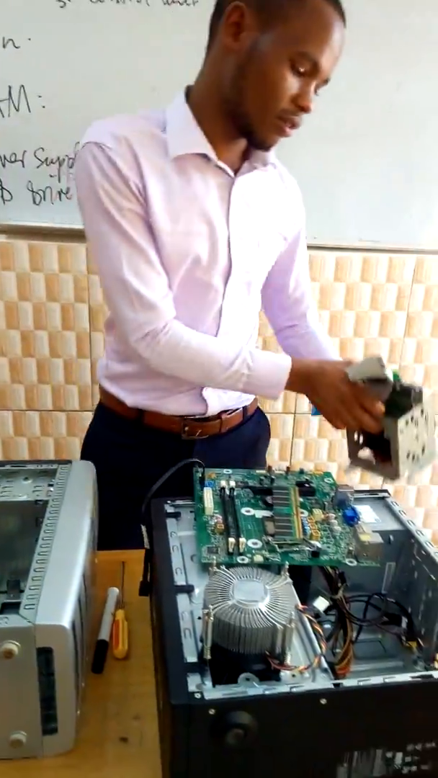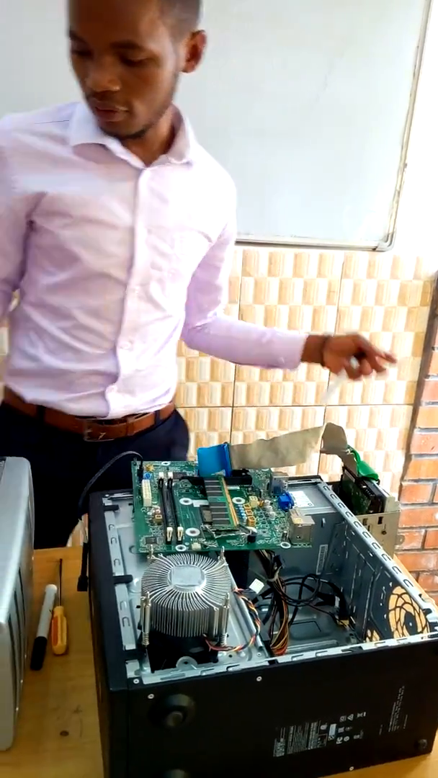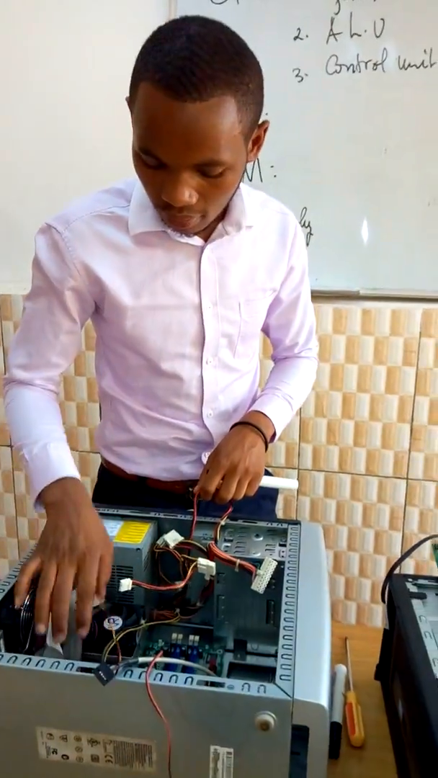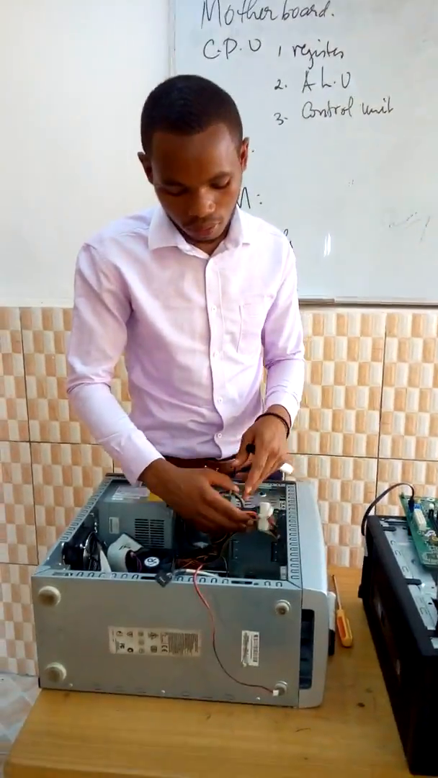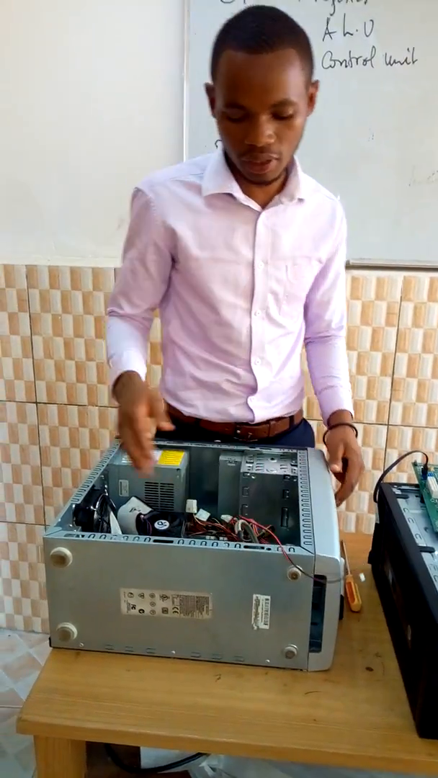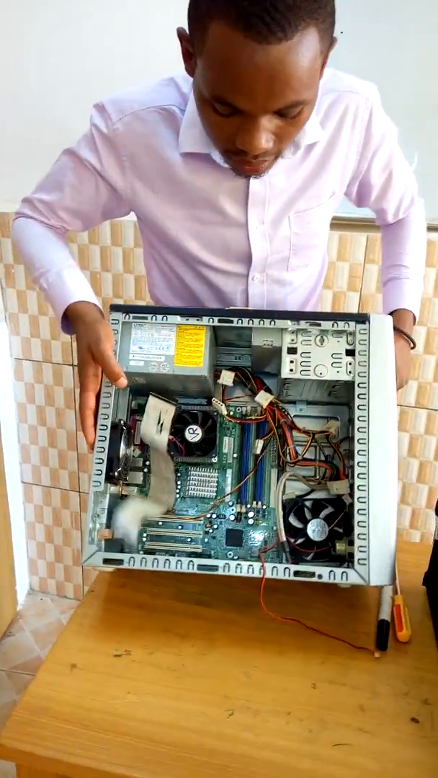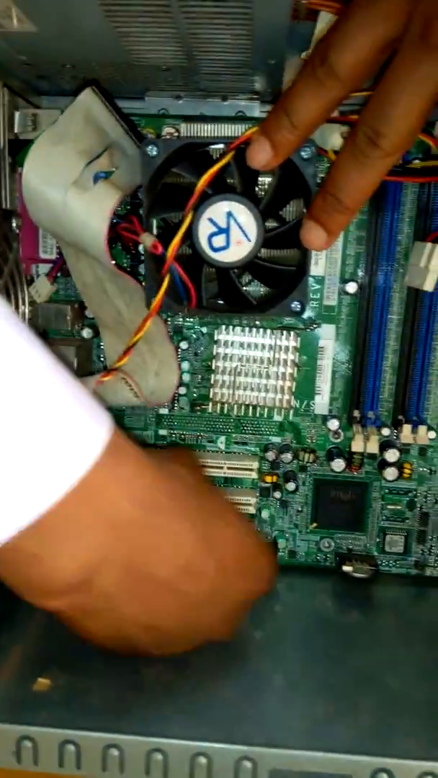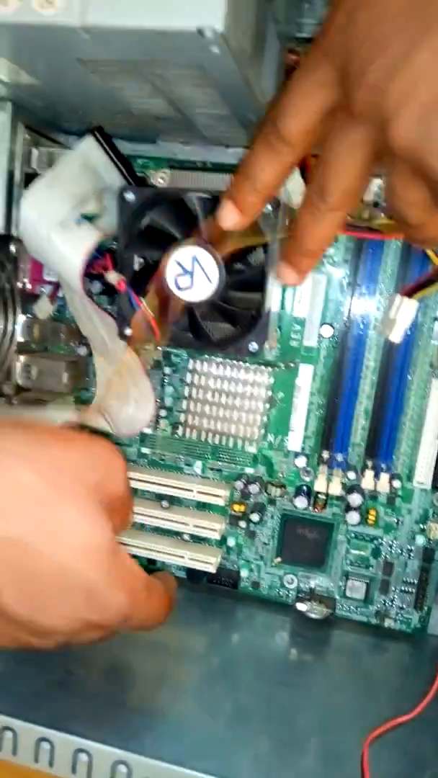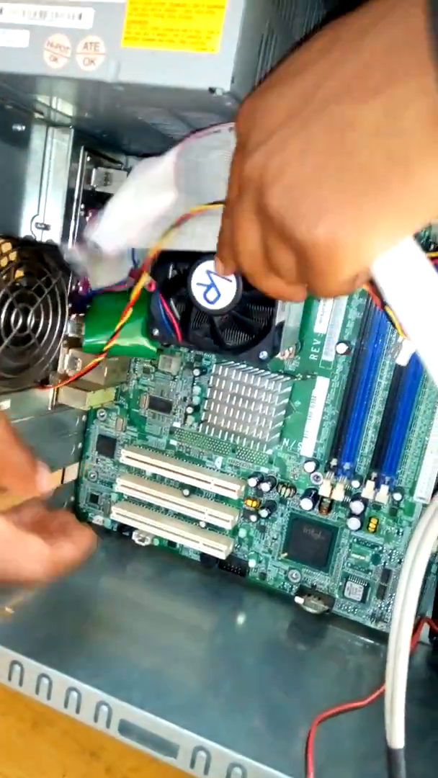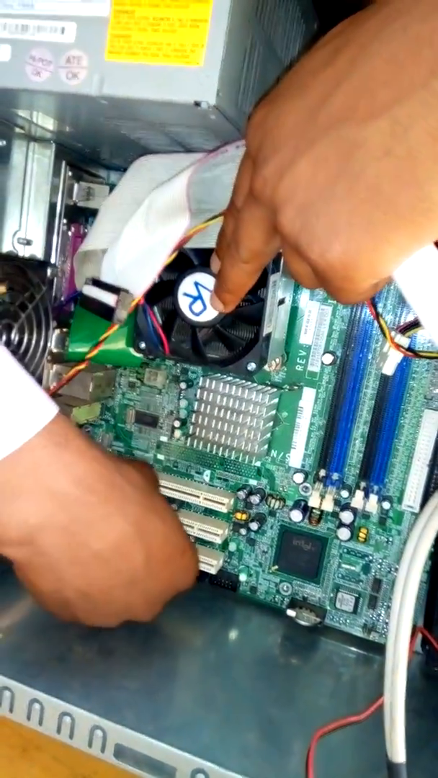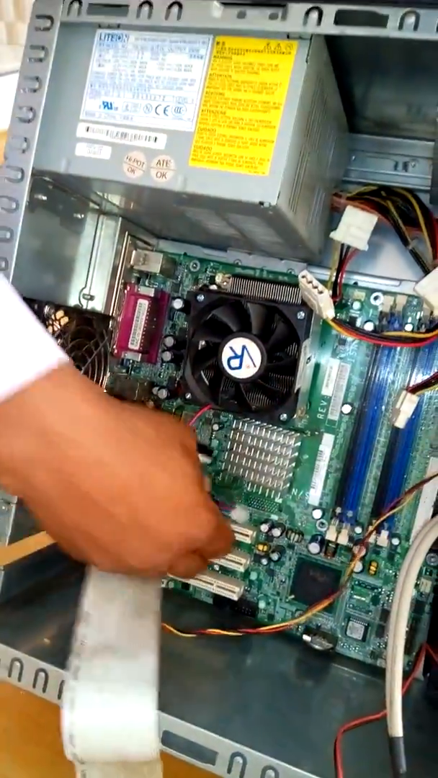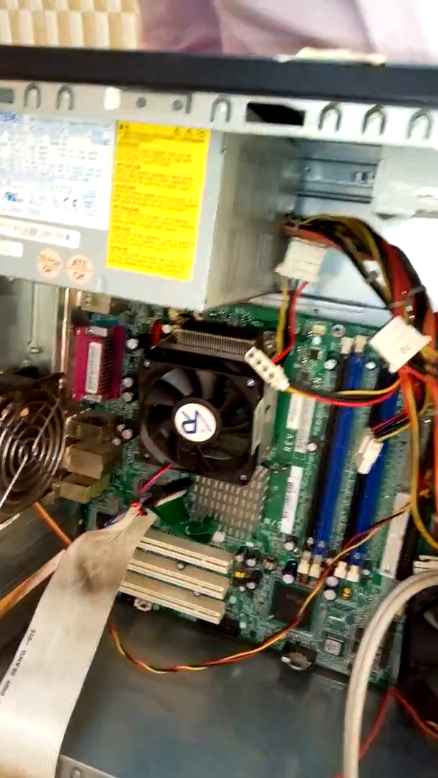Let's talk about the expansion slots. For example, you can insert another card or RAM using an expansion slot. Here, these ones are called expansion slots. You can put cards like internal modems or a NIC.